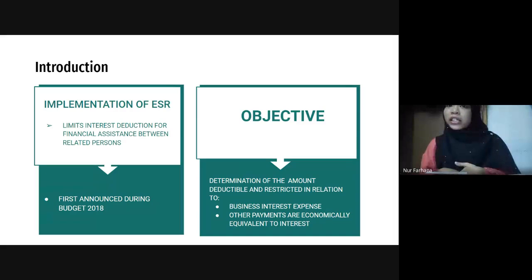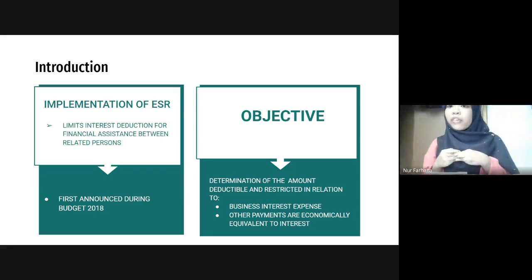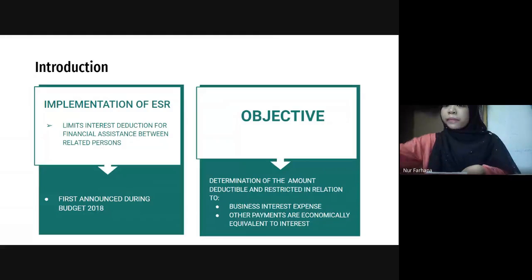The objective of the IRB in publishing this restriction is, first, to determine the amount of deductible and restricted business interest expense and other payments that are economically equivalent to interest.